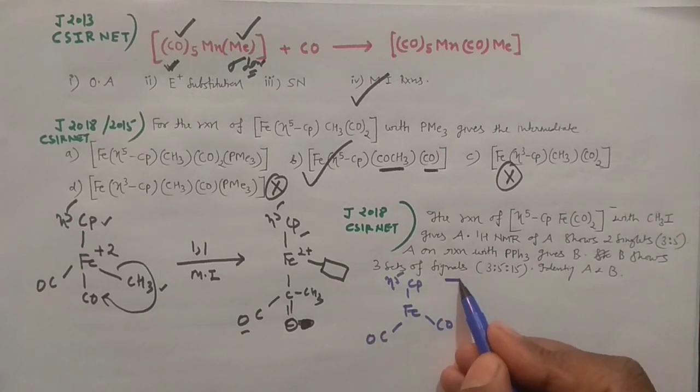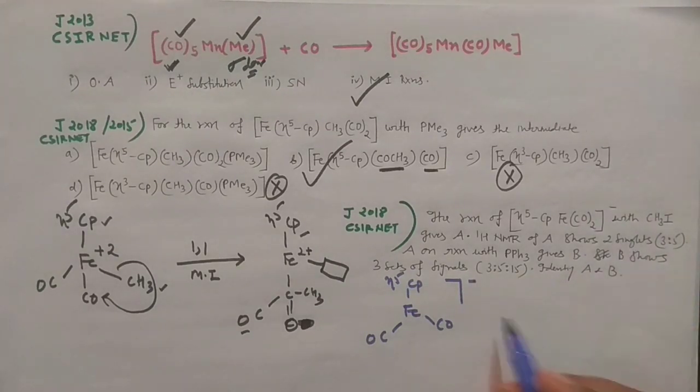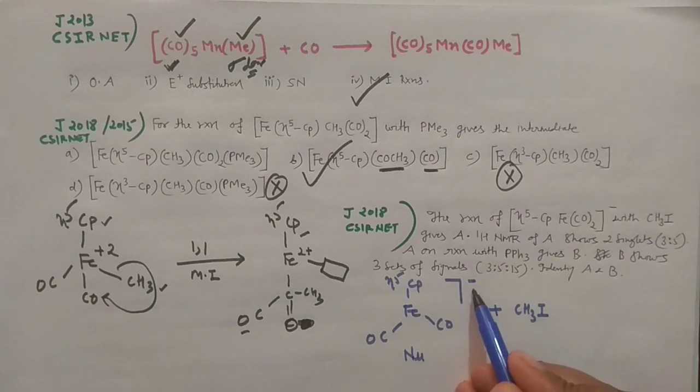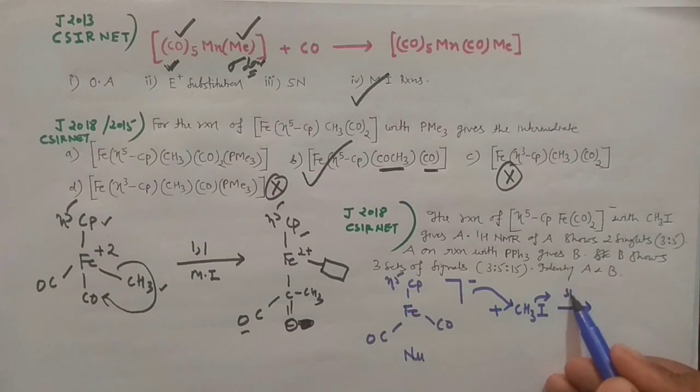Okay, and one negative charge is over there. So if you react with this CH3I, this is an alkyl halide. Alkyl halide undergoes nucleophilic substitution. So in that case, this complex will act as the nucleophile, right? And it will attack this CH3, and this I negative will be a leaving group here. So basically it's an SN2 reaction.